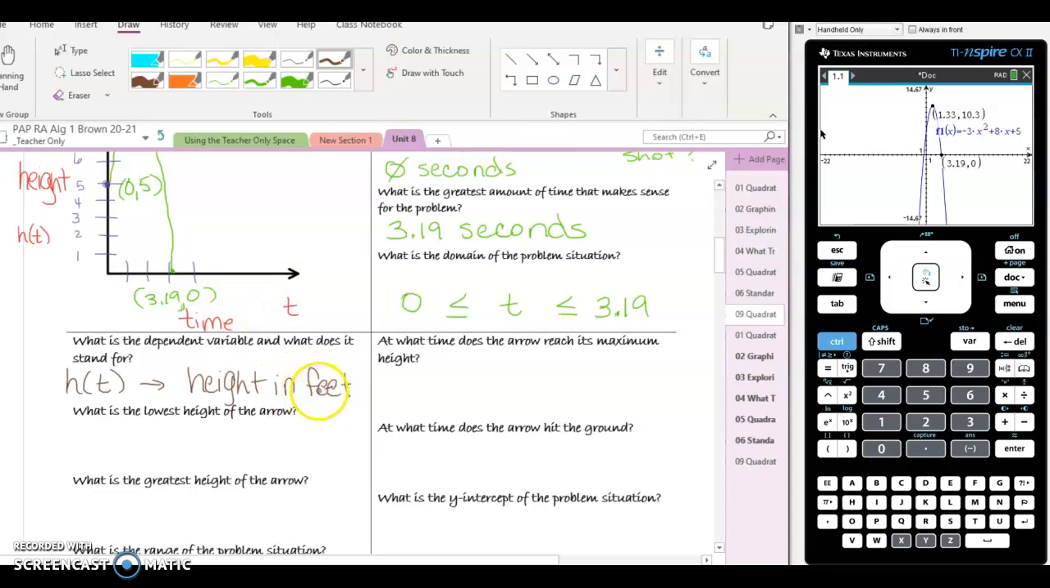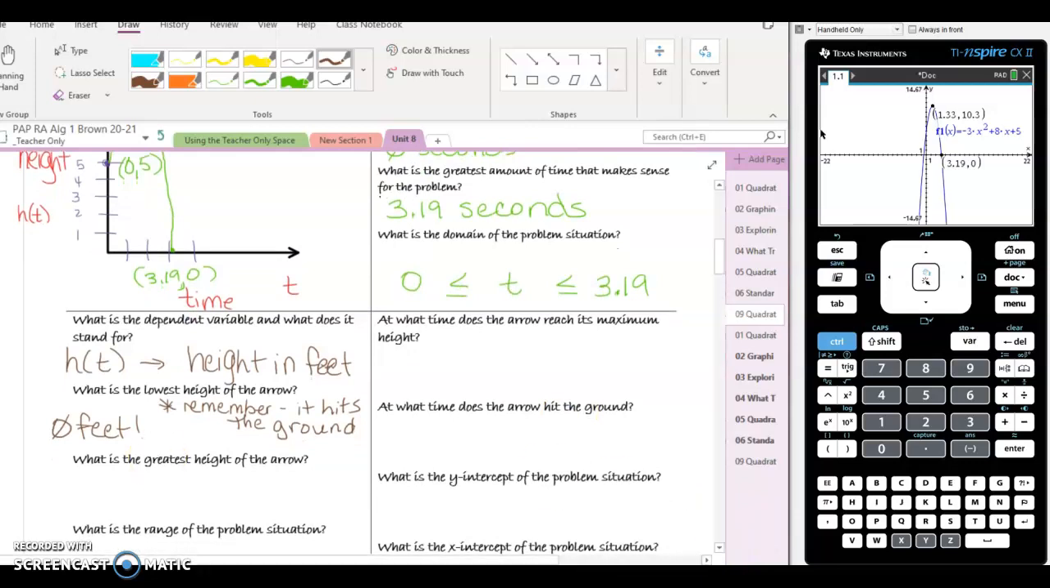And be careful with this next question. It says, what is the lowest height of the arrow? You have to remember, it hits the ground. So when it hits the ground, how many feet? What's the lowest height of the arrow? Well, that's at 0 feet, right?